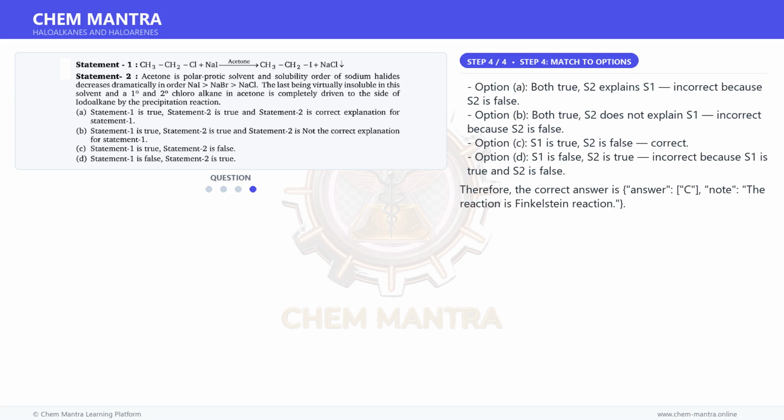Option A: both true, S2 explains S1, incorrect because S2 is false. Option B: both true, S2 does not explain S1, incorrect because S2 is false. Option C: S1 is true, S2 is false, correct. Option D: S1 is false, S2 is true, incorrect because S1 is true and S2 is false. Therefore, the correct answer is option C.